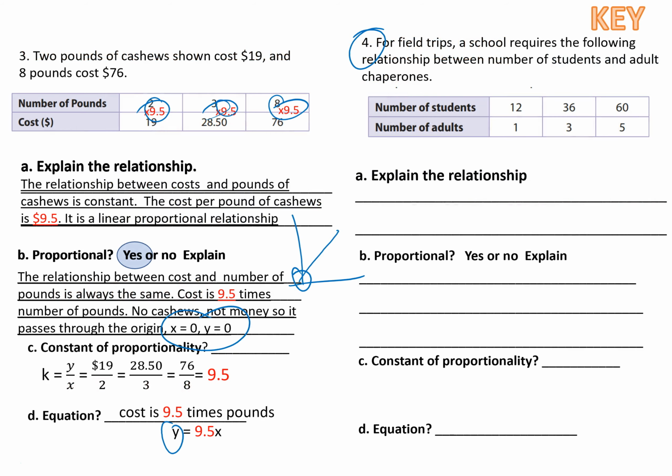All right, so we stopped here. Let's pick up on number 4. I hope by now you already answered the question. Just in case you haven't, I'm going to pause a few seconds, let you write your answer, then you come back and check mine. Again, you're trying to get the general idea, not word for word. Just understand the concept. What is the relationship between number of students and number of adults on a field trip?